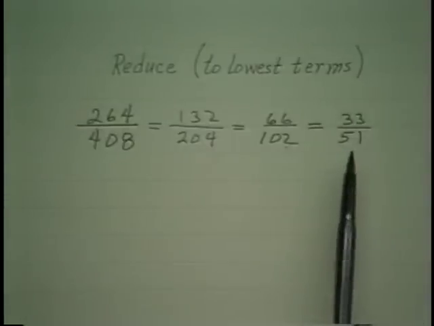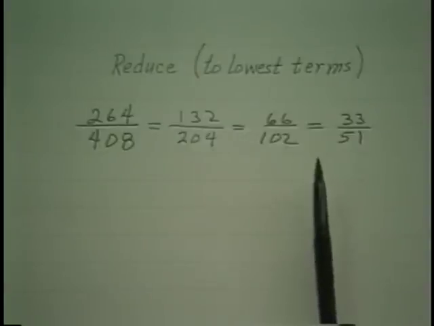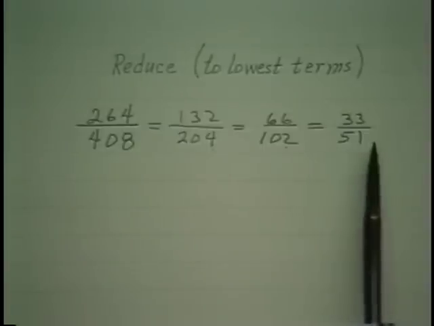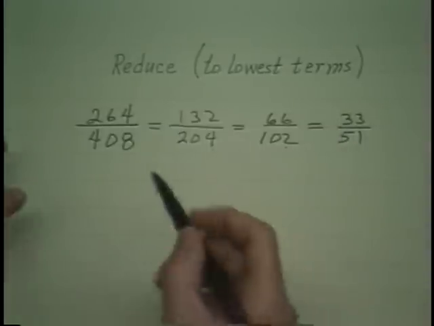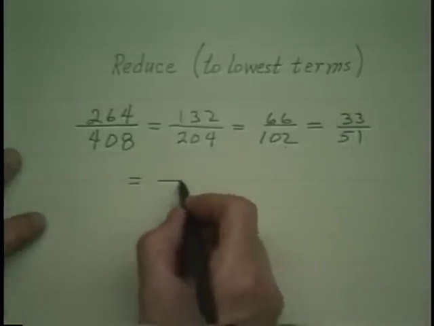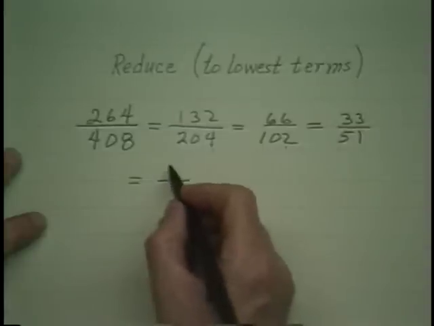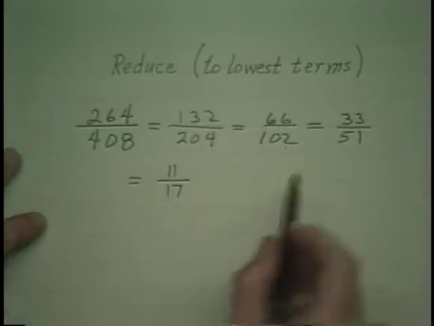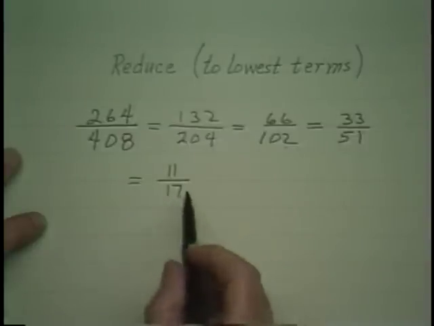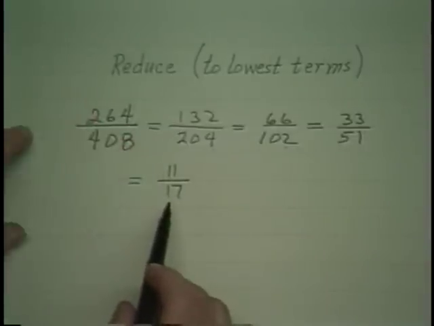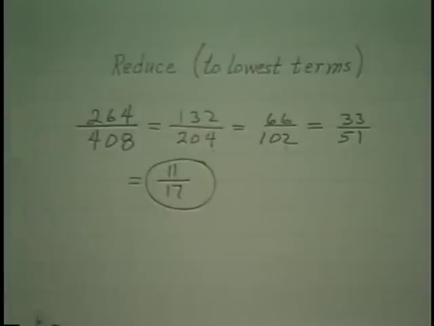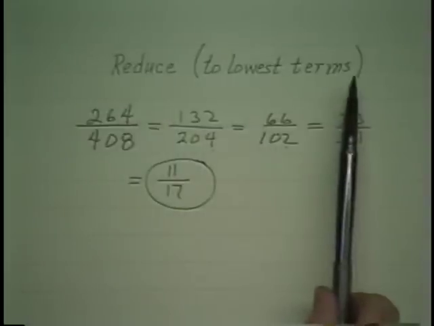There's a temptation to quit here, except you'll note that if I add these digits, that's 6 and 3 will go into that, and 3 will go into that, so it's still reducible by 3. So 3 goes into 33 eleven times. 3 goes into 51 seventeen times, however you've done that division. These are prime numbers, so nothing will divide either of them except 1. So this form is that which we call reduced to lowest terms.